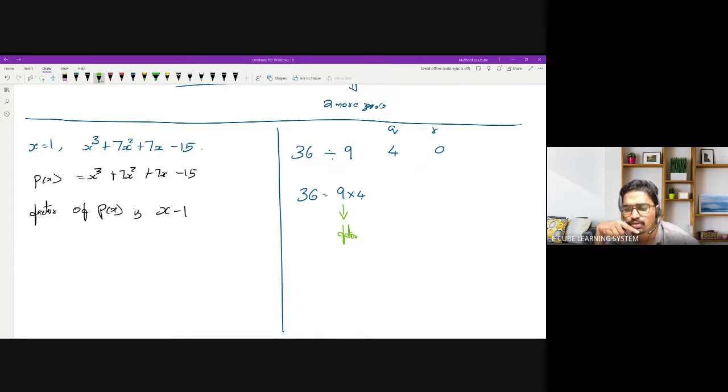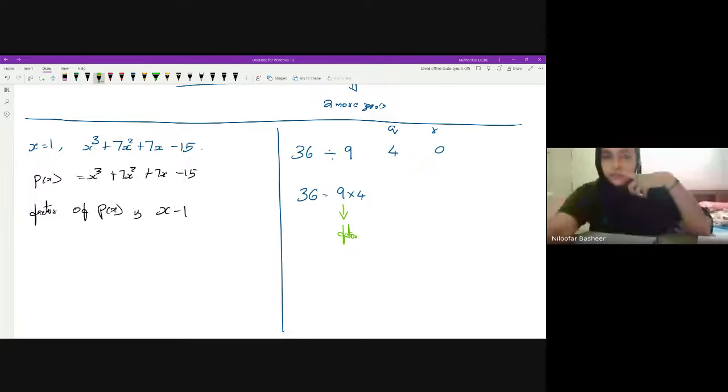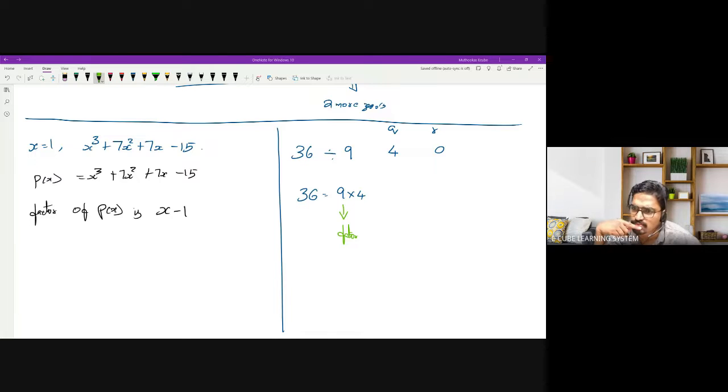What about this 4? Is it a factor of 36? 36 is equal to 9 into 4. 9 is a factor of 36. What about 4? Factor. 4 is a factor. 4 is also a factor, no doubts. Clearly, everyone, 9 and 4 both are factors.